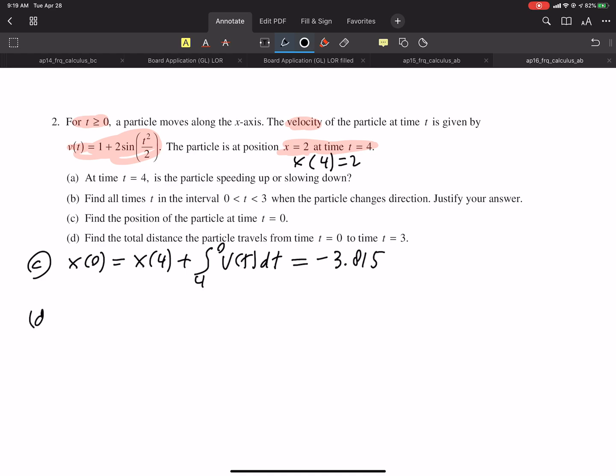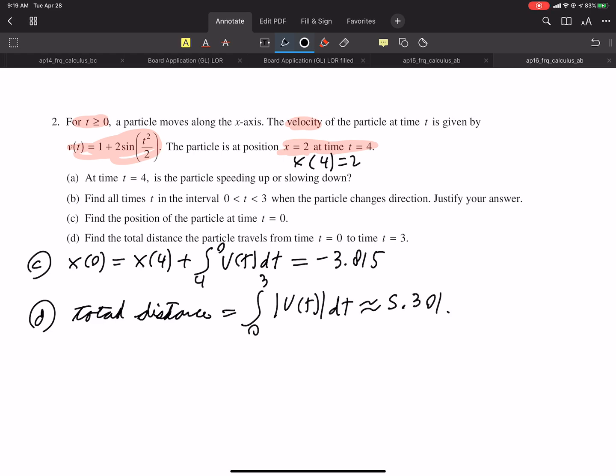And part D, the total distance traveled. So the total distance traveled from 0 to 3 would equal the integral from 0 to 3, absolute value of v of t dt. I punched that in my calculator. I have 5.301. That was quick.